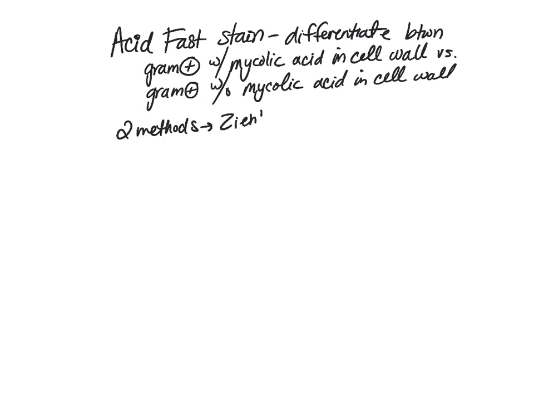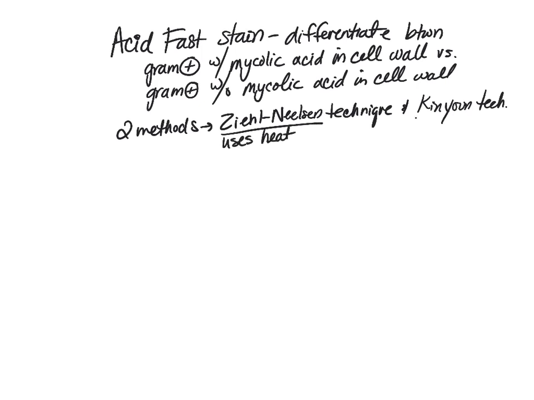So the Ziehl-Neelsen technique and the Kinyoun technique, they're both acid-fast staining techniques. They both use carbolfuchsin as the primary stain, but one uses heat to push that carbolfuchsin into the acid-fast cells, which is the Ziehl-Neelsen technique. So this uses heat. And then the Kinyoun technique does not use heat. But they both use carbolfuchsin.